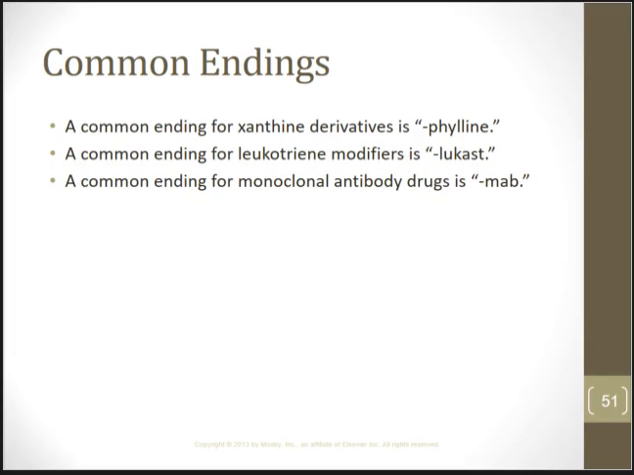So a little review here. Common endings. We've got phylline, which is a xanthine, so theophylline. We've got leukast for the leukotriene inhibitors like montelukast. MAB for your monoclonal antibodies. But I'm going to throw in here the EROL, as in albuterol, for your beta agonists, and tropium for your anticholinergic drugs.